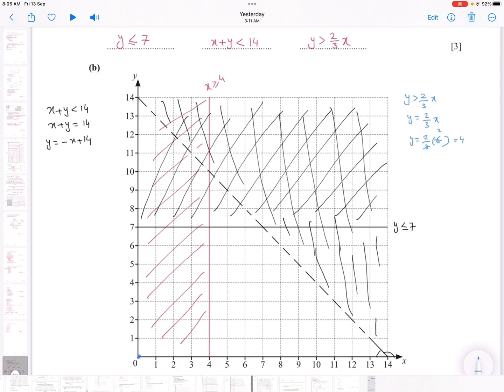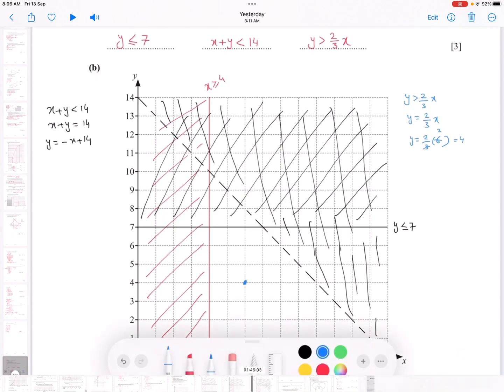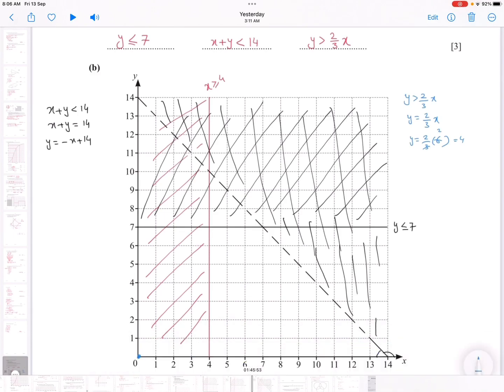So go towards 6 first, then move 4 units upward. So you will get second mark. This is your second mark. And now join these 2 points and draw a line.